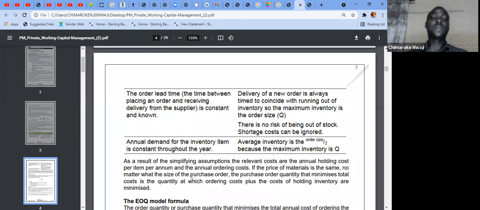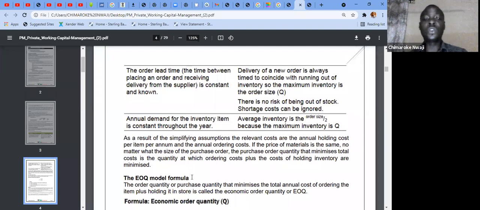Third assumption: annual demand for the item is constant throughout the year. What it means is that if you are demanding 12,000 units for the year, that is 1,000 units for each month, constant throughout the year. And so the average inventory is the order size divided by 2, because the maximum inventory is Q. So we are going to derive the EOQ.